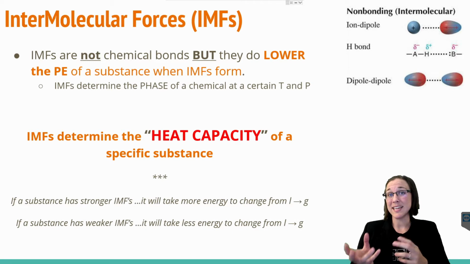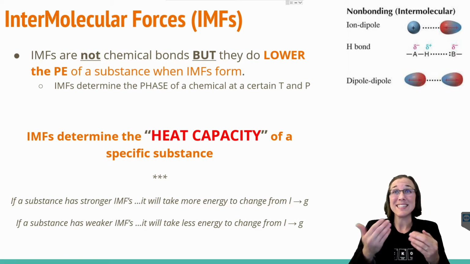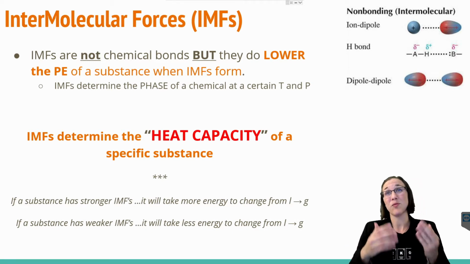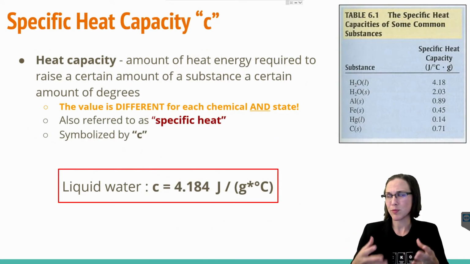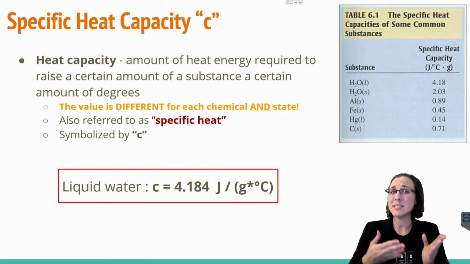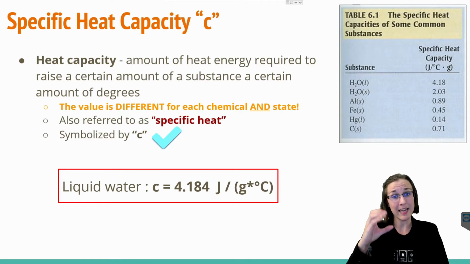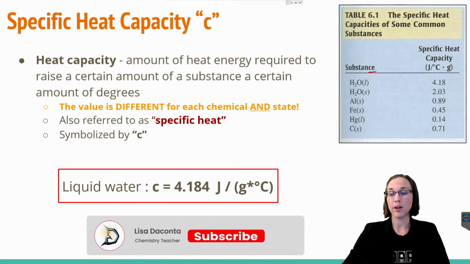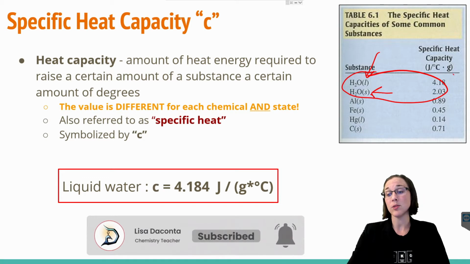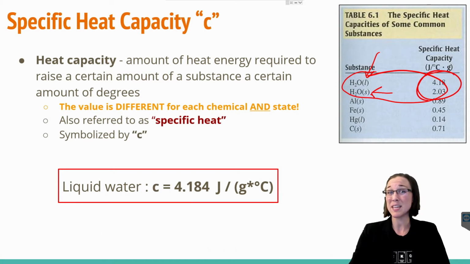Whereas if a substance has weaker IMFs, it takes less energy for that substance to go from a liquid to a gas comparatively. This heat capacity that I mentioned, which is caused by the IMFs, is represented by the letter C. It's also referred to as specific heat, and it's different for every single chemical and state out there. So not only is it going to be different for water, for example, but water's liquid state and solid state also have different specific heat capacities.